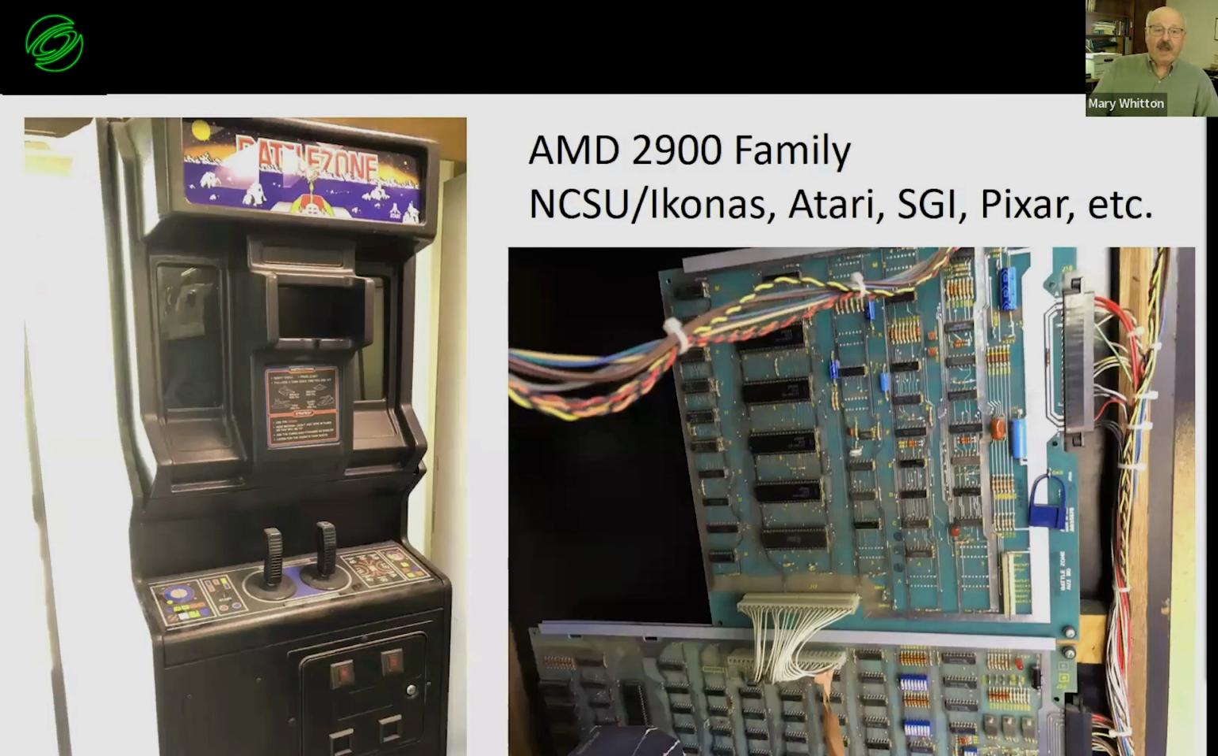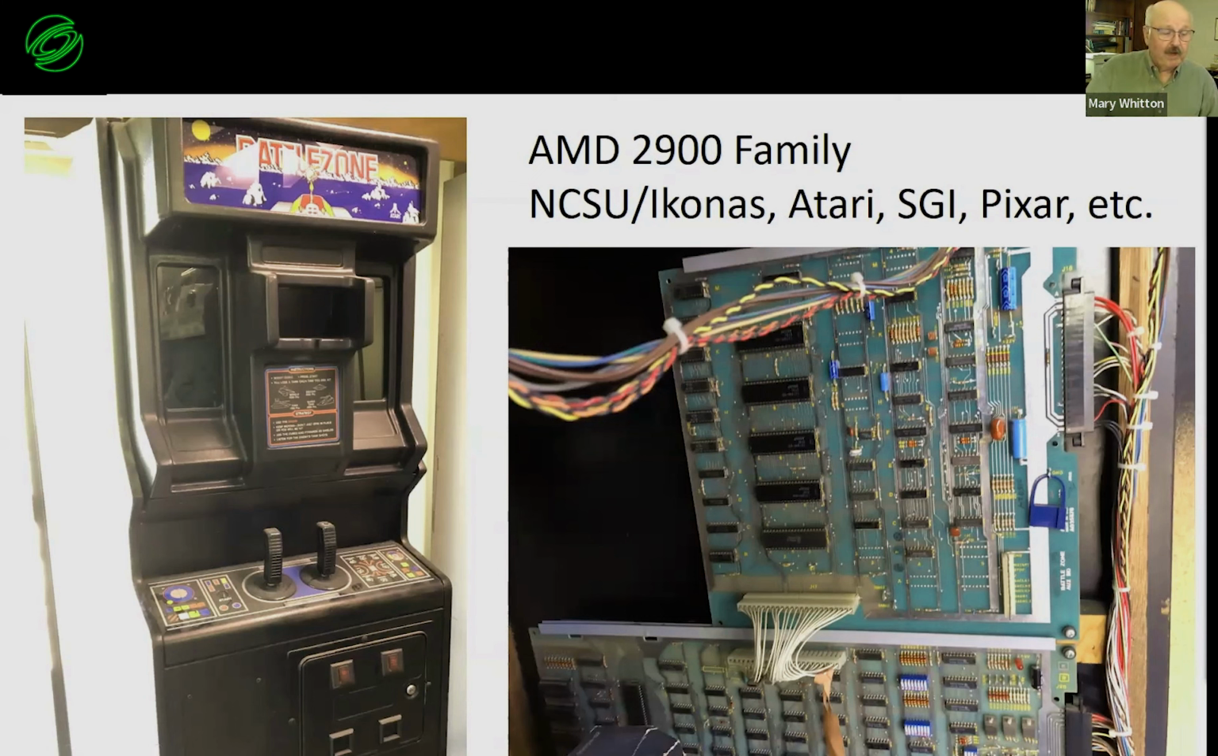The 2900 family, that bit slice part, was used in a lot of machines. This is my Battlezone arcade game. Some of you may remember this. This is probably the first 3D arcade game. The circuit board here has got 4 of these 2901 chips, and this was their math processor. So it did all the transformations and everything.